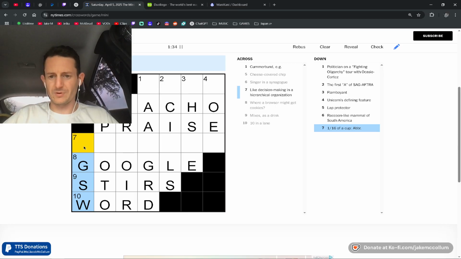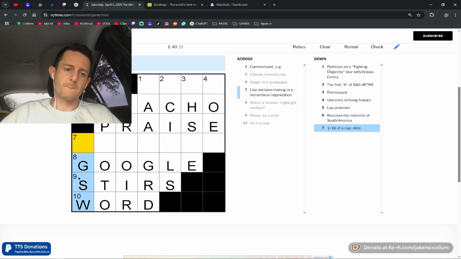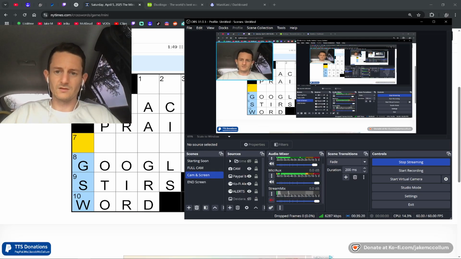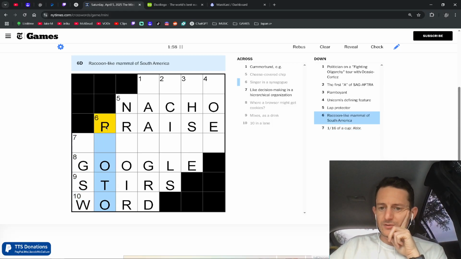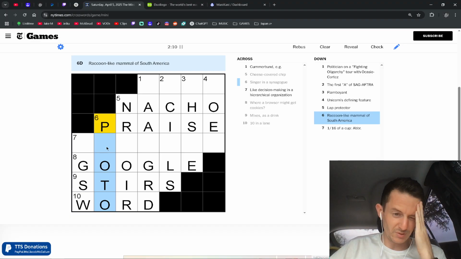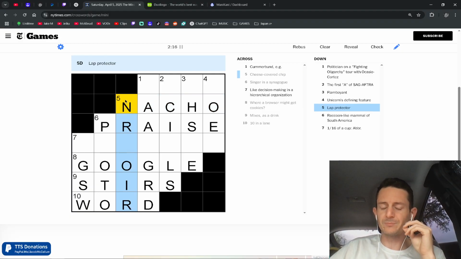1/16 of a cup. Well, that can't be right. Nothing about what this is right here looks good. This needs to be moved over here. Okay, 6 down. Raccoon-like mammal of South America. Panda? P-A-N-D-A. It could be panda. A lap protector.